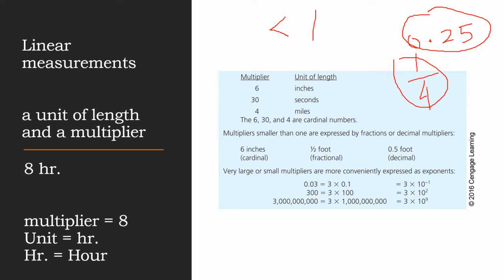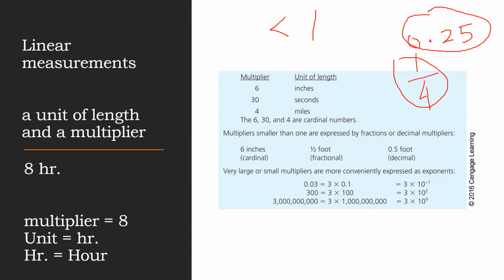Okay, here we have 6 inches. That's your unit, and that's your multiplier, cardinal. 1 by 2 is your fractional, with another unit, foot. 0.5 is a decimal, another unit, foot. Multiplier, unit. Multiplier, unit. Multiplier, unit. The multiplier can be cardinal, fractional, or decimal.